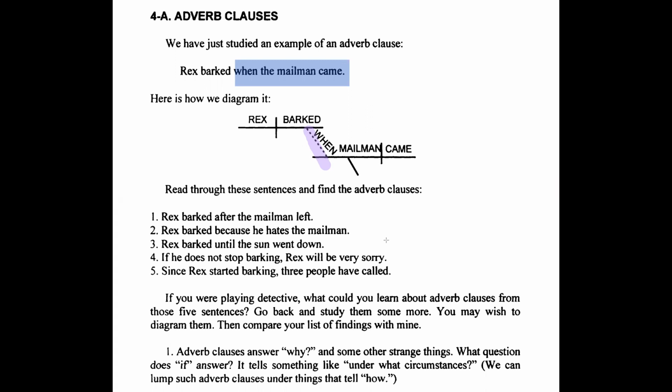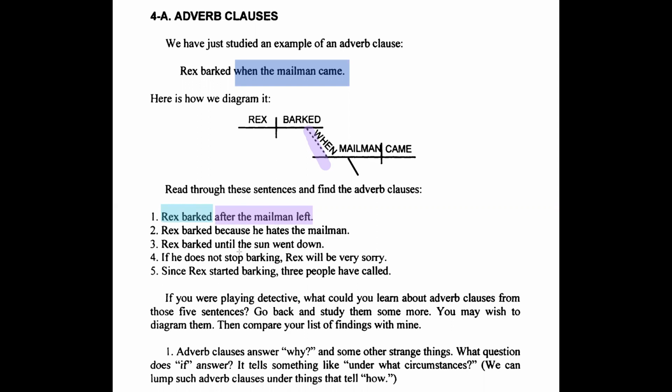First, we have the independent clause, which should be easily identifiable because it can stand alone completely. It doesn't need anything else. Rex barked can be a complete sentence. But then there is something that requires something else. So after the mailman left is not a complete sentence. We're expecting something. Rex barked. Notice that in this example and the one with when the mailman came, there are no commas. So when you have an adverb clause after the independent clause, there are no commas necessary.